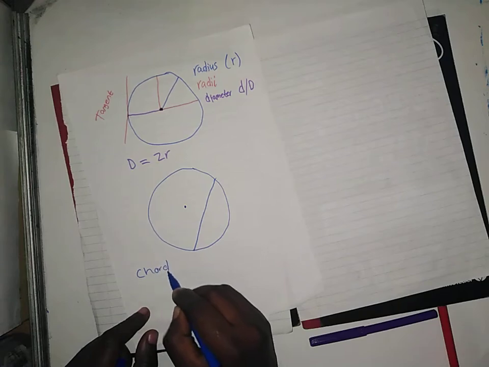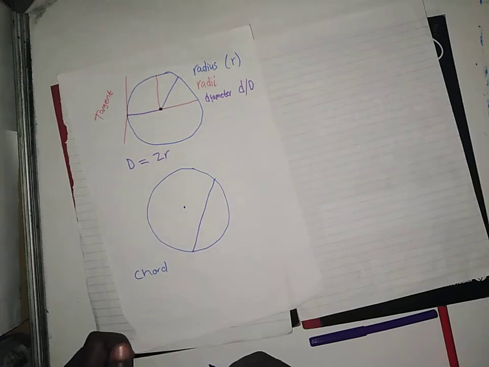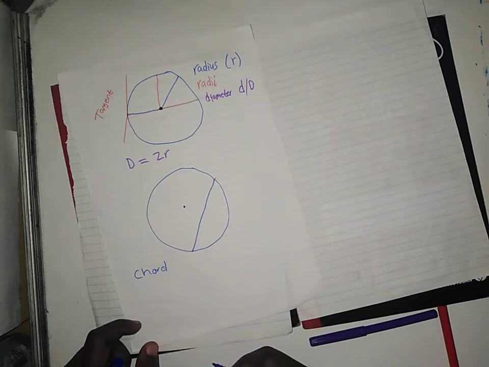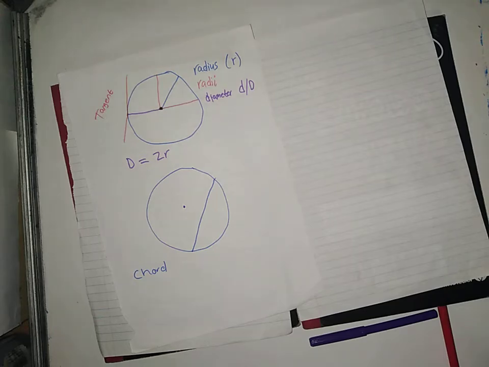Okay, what is a chord? It is a line from a circle to the circle, but it does not pass through the center. That is a condition, ladies and gentlemen, because once it passes through the center, then it's no longer a chord. It's now a diameter. Right? So it's a chord.